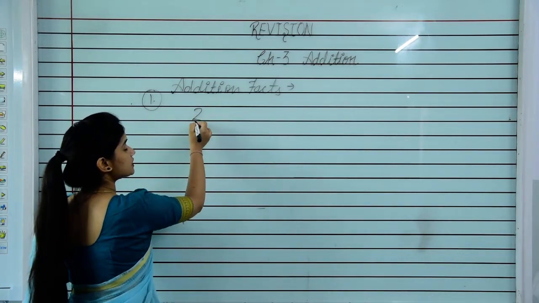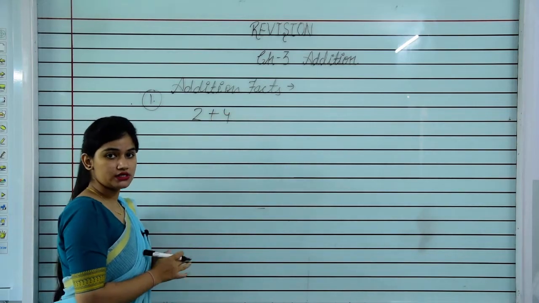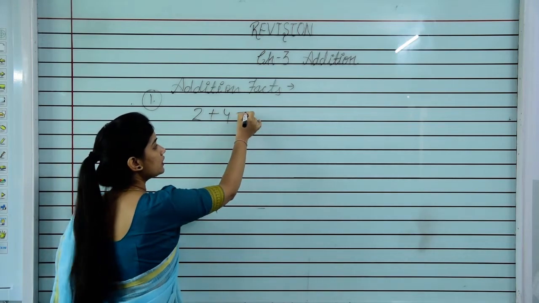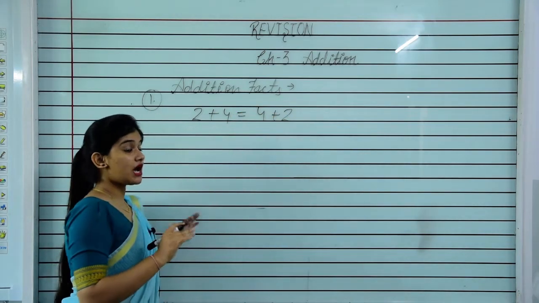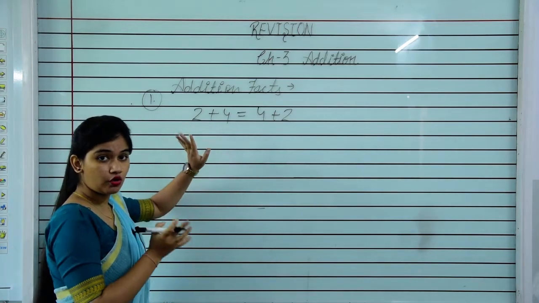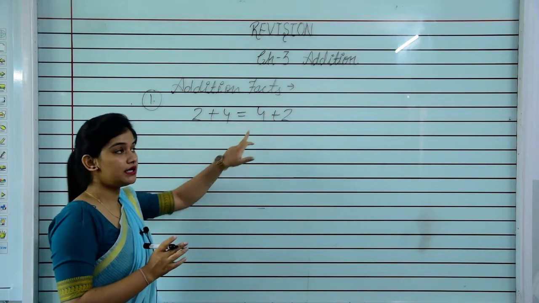Let's take two numbers. First is 2 and the next number I am taking 4. Understood? So 2 plus 4, and suppose I am doing 4 plus 2. It means I have changed the sequence. I have changed the order of them. 2 मैंने यहाँ पे पहले ले लिया और यहाँ पे मैंने 4 पहले ले लिया.